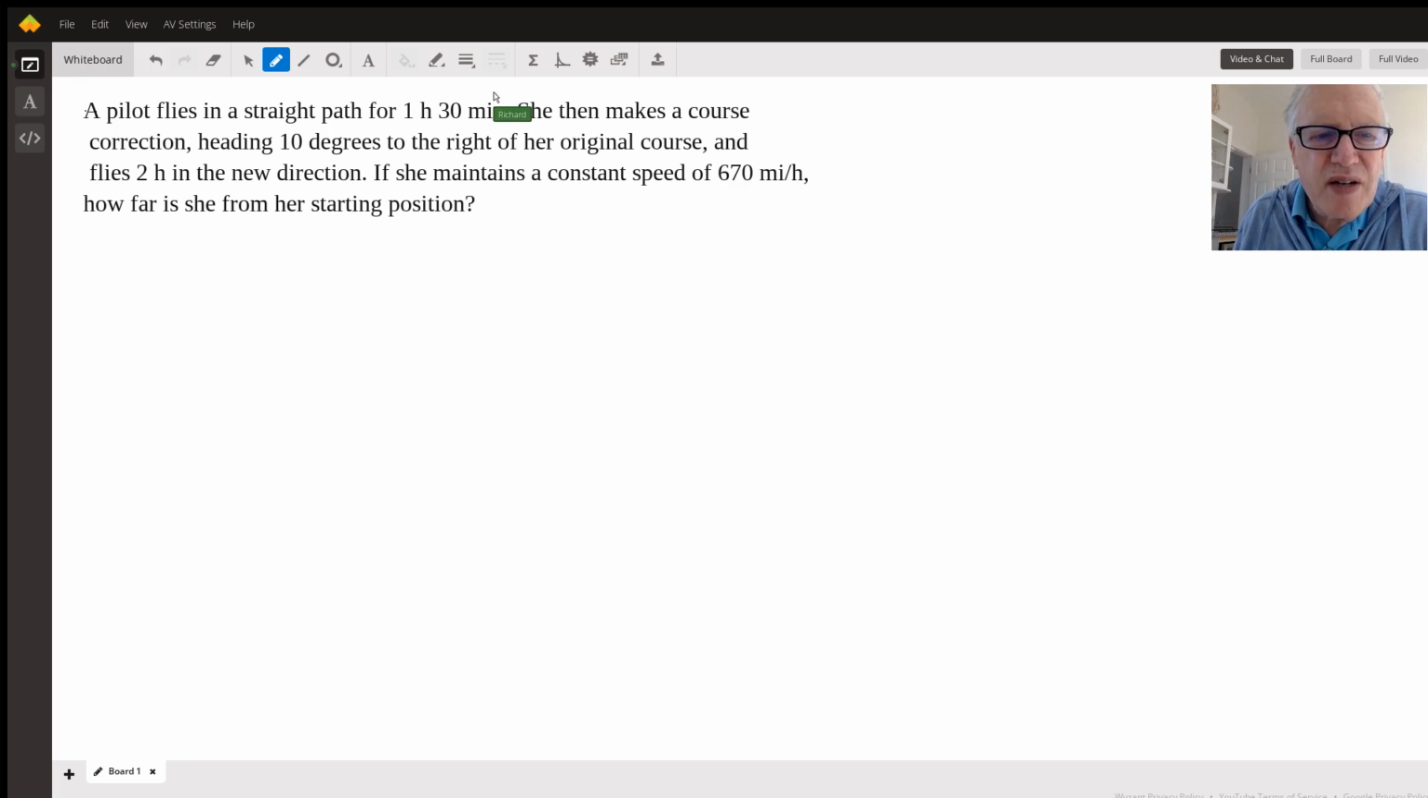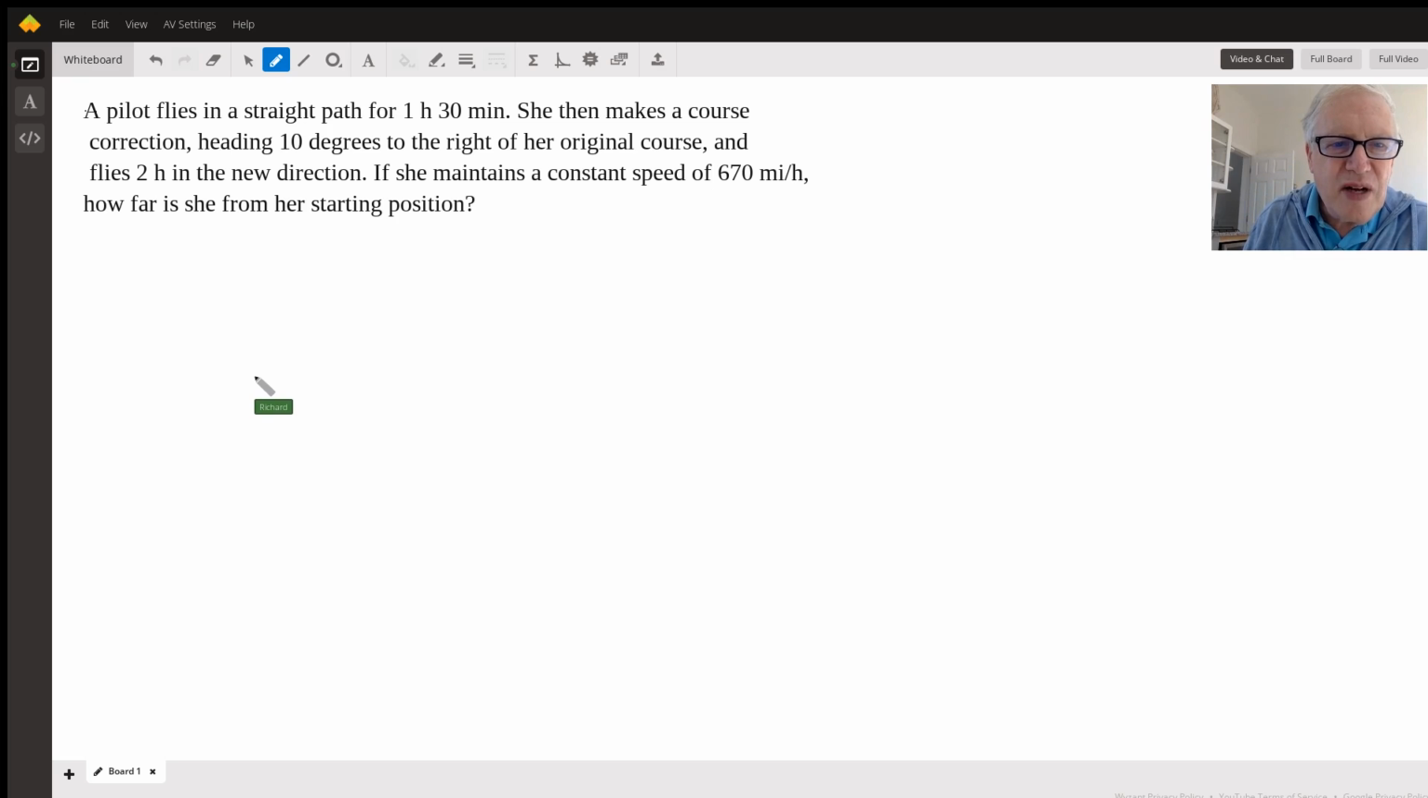This is from pre-calculus and has to do with navigation. A lot of questions in pre-calculus have to do with navigation. And so I'm going to work through this as I read it.